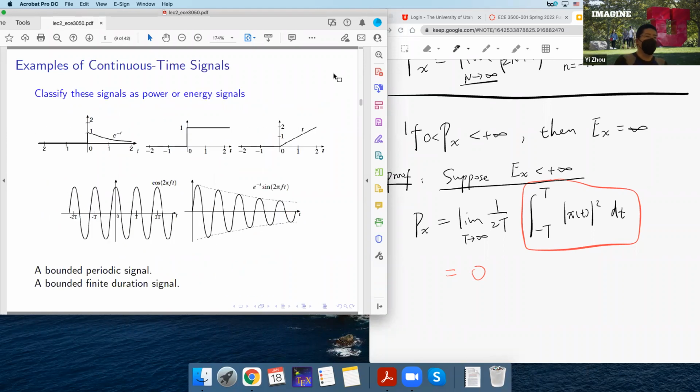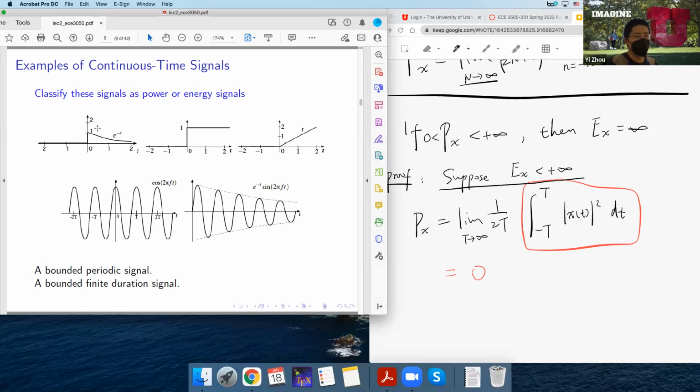Okay, so we have some examples of continuous time signals, and I would like you to classify these signals into power or energy signals without calculation, just by looking at the signal and following your intuition. Energy signal means that the energy of the signal is finite. Power signal means that the power of the signal is finite.